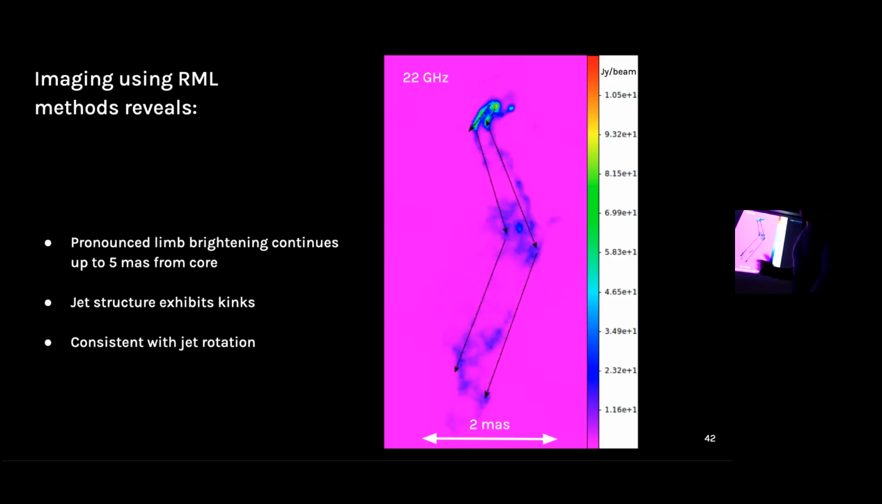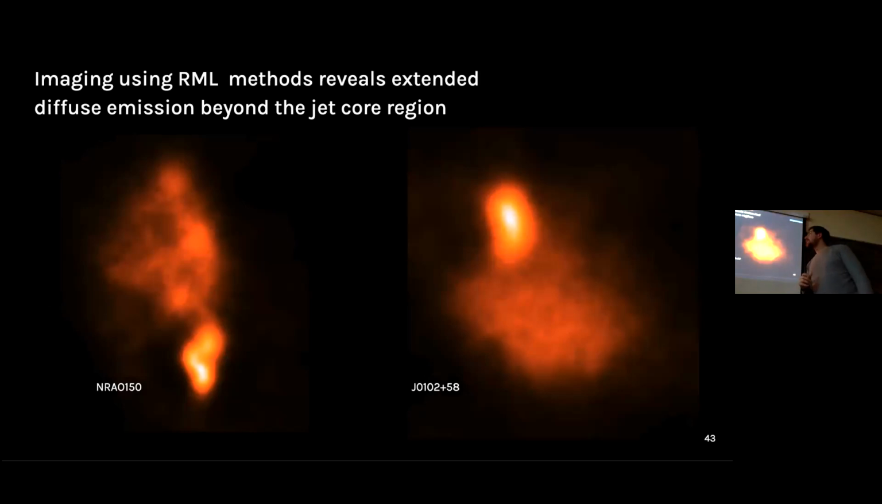I also wanted to show a couple more sources that I've been looking at. This is an array of 150 and J0102+58. And it's interesting that with RML, as I said, we can better image diffuse emission. So besides the core region, which is usually seen using CLEAN, you can see these diffuse structures which seem to propagate further off from the jet.